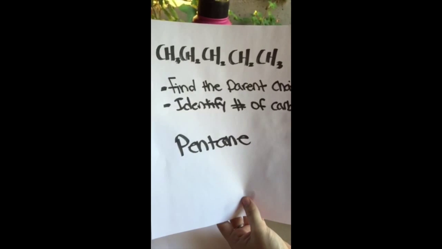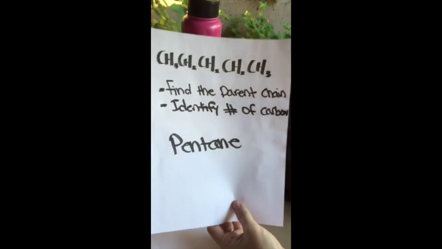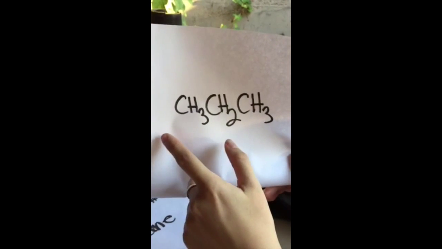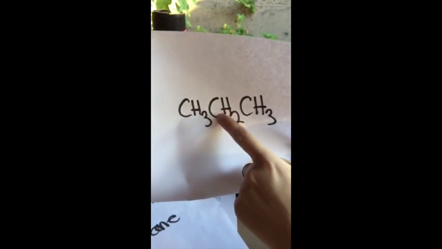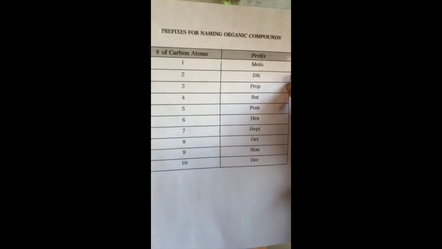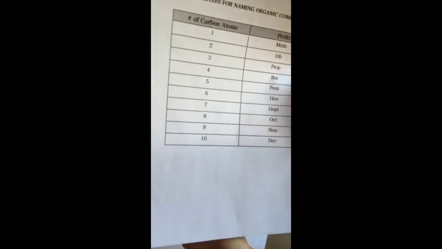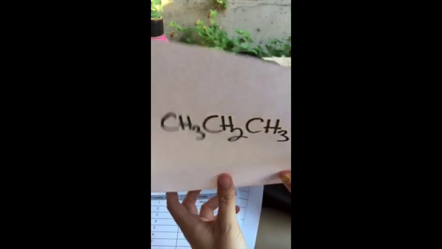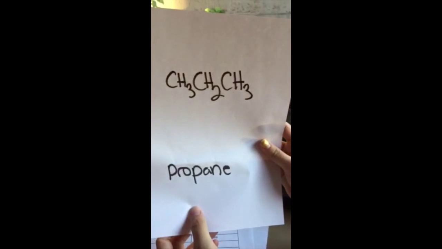So that was an example of pentane. Now we're gonna do another one. We have another alkane here, and the first thing we're gonna do is find the carbon chain and count it. So we have 1, 2, 3. If we go to our table, 3 has the prefix prop, and then the suffix will be ane because it's an alkane, and so you find out that that's propane.